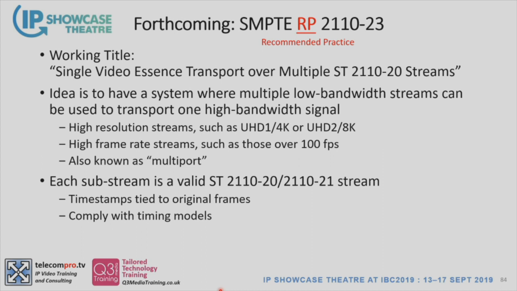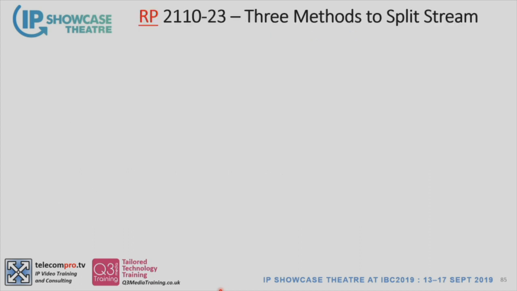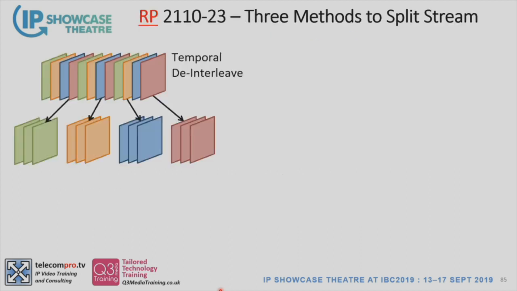There's a new recommended practice also coming out. That's what the RP stands for. That's how we take one video signal and put it out over multiple streams. The primary reason you'd want to do this is to get signals to fit onto narrower bandwidth network pipes. So there's three methods defined to split the stream up. One is called temporal deinterleave. So let's say we were running something here at 240 frames per second. I could make 4 60 frame per second video streams out of that. Each one of those would be ST2110.